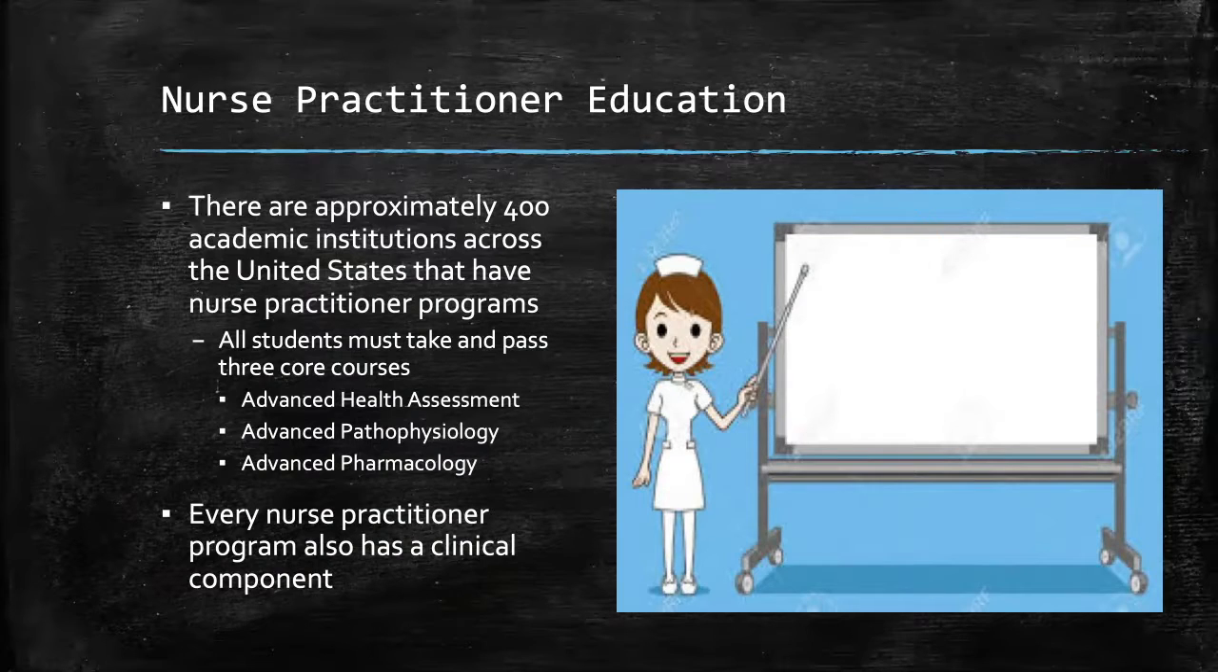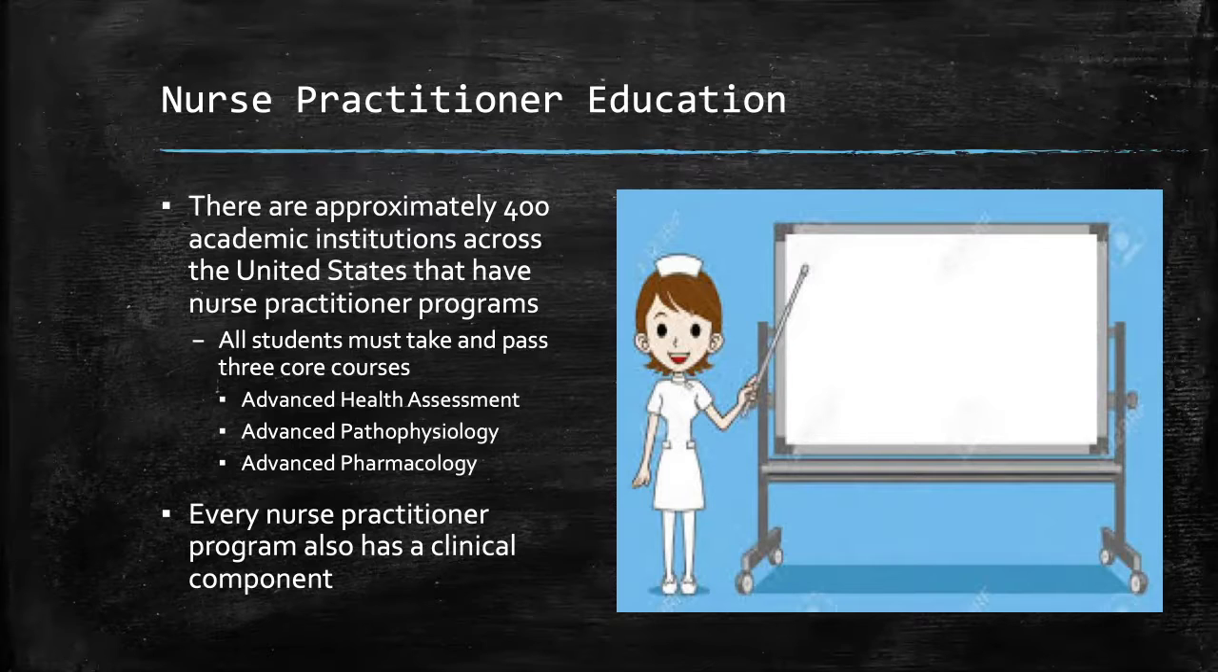There are approximately 400 academic institutions across the United States that have a nurse practitioner program at either the MSN or the DNP level. In order to practice as a nurse practitioner, one must graduate from an accredited nurse practitioner program. Accredited programs typically utilize the National Organization of Nurse Practitioner Faculties' 9 core competencies and the American Association of Colleges of Nursing's 9 essentials when developing their curriculum. This provides some degree of standardization among the programs.